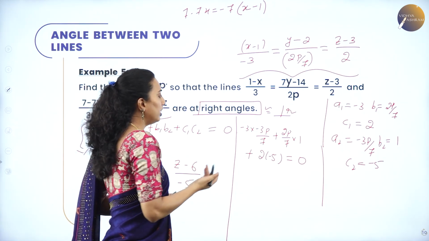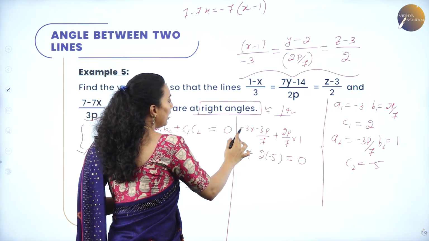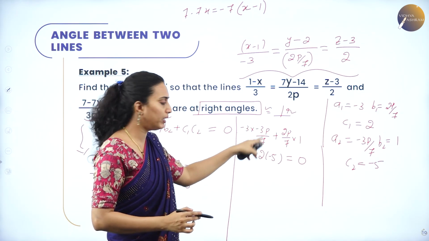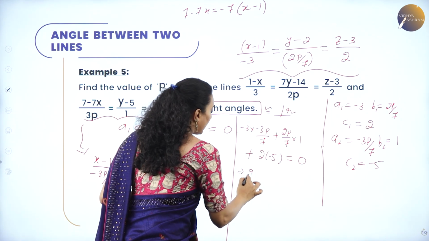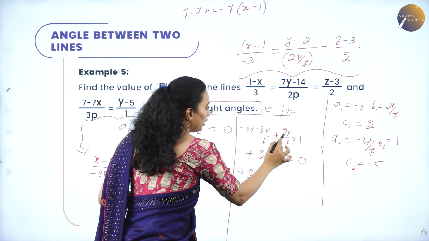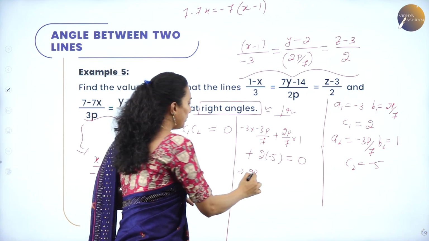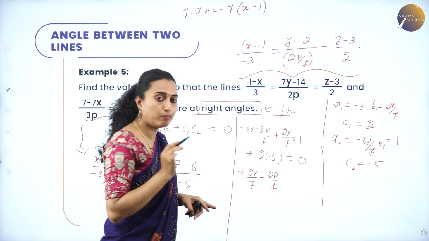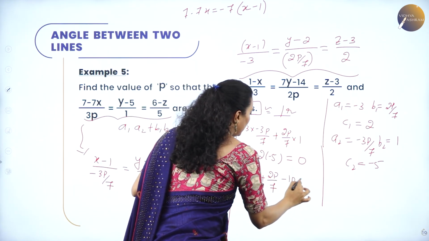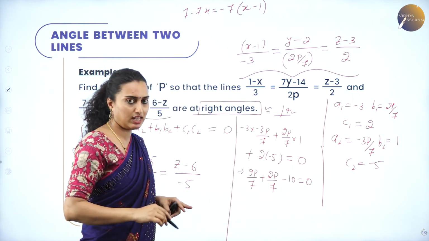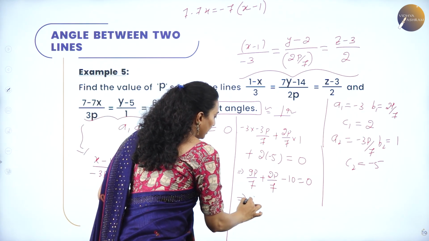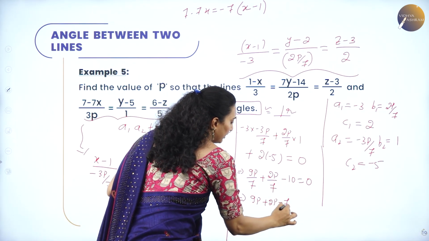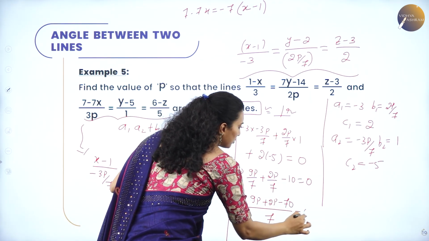Okay. Now here let me solve. So you are going to have here negative of negative will become positive. So here 3 3s are 9p by 7, which implies 9p divided by 7. Again 2p by 7 into 1 is 2p by 7 only, plus 2p by 7. Again plus into minus is minus, 5 2s are 10. Minus 10 equal to 0. Taking the LCM as 7, you are going to get it as 9p plus 2p, now minus 10 sevens are 70, divided by 7 equals to 0.